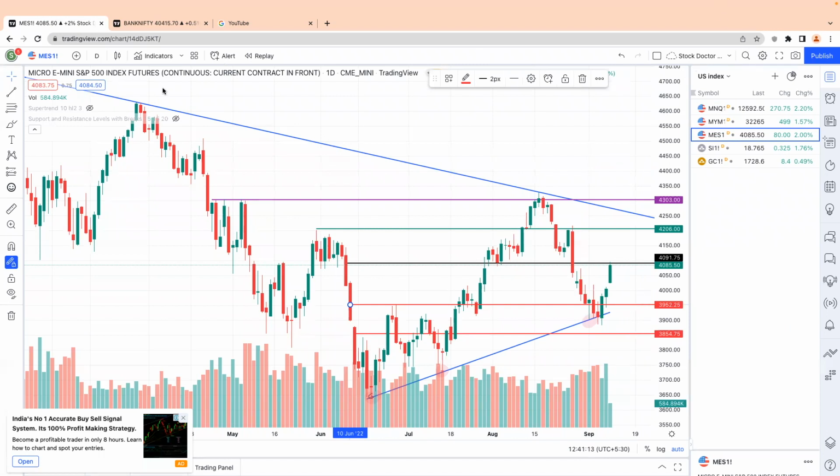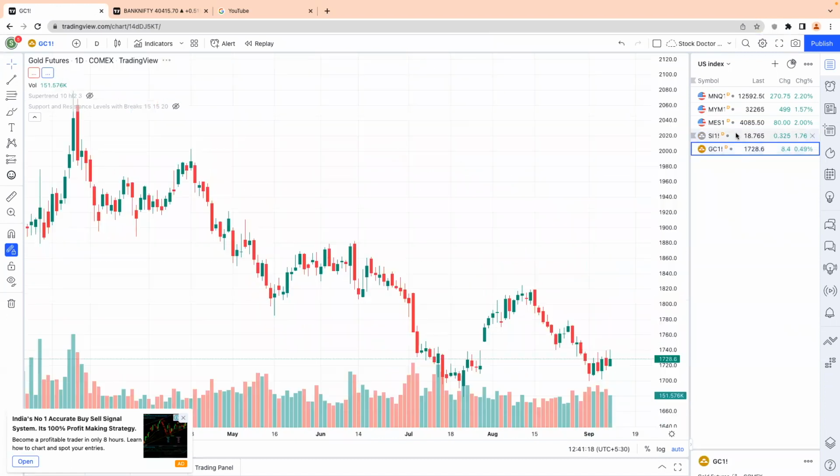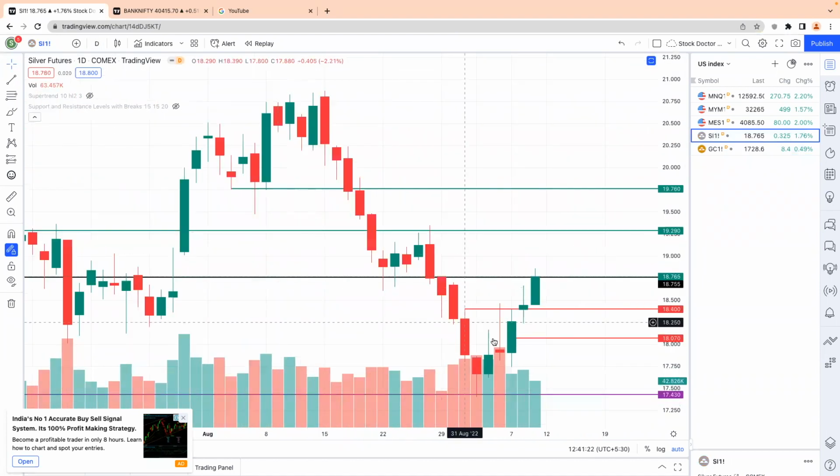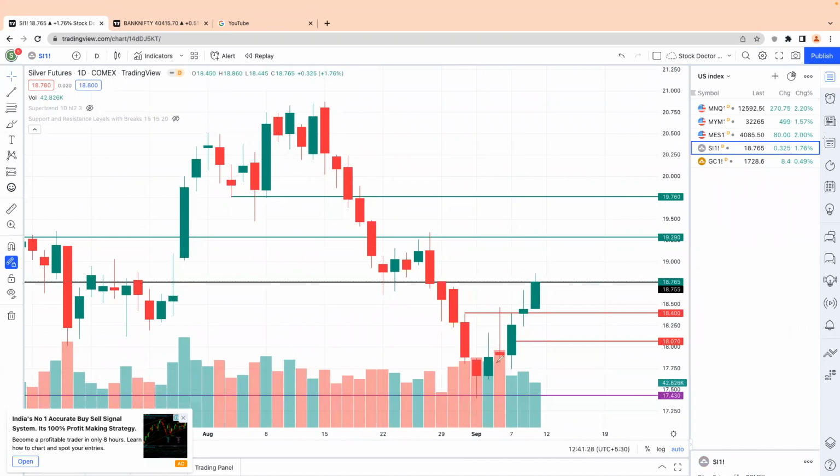Now we will talk about silver. Silver, my friends, I mentioned in my last week analysis video that silver is at a very good point to accumulate. After the analysis, here it created a bullish engulfing pattern after a good downfall, and then silver started going up and it reached all of our targets.